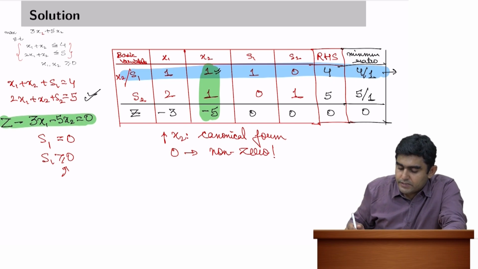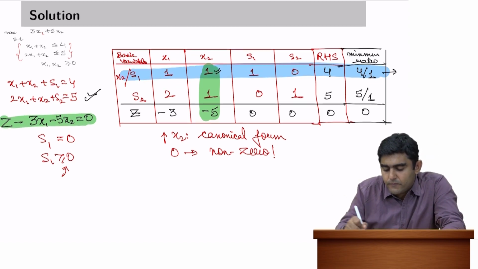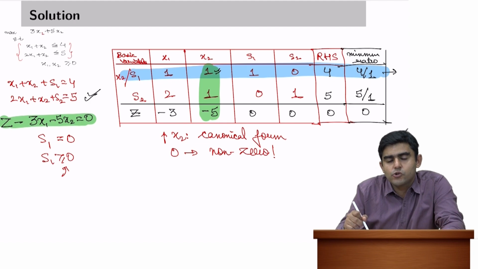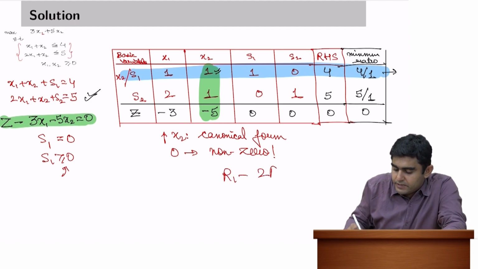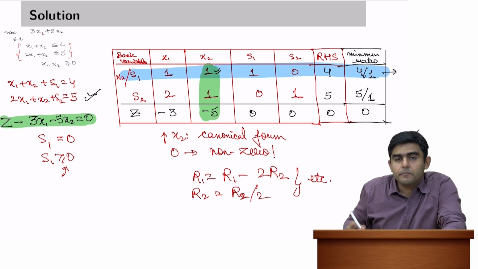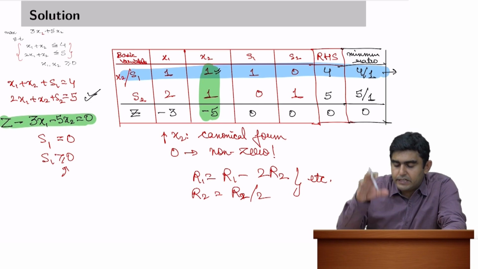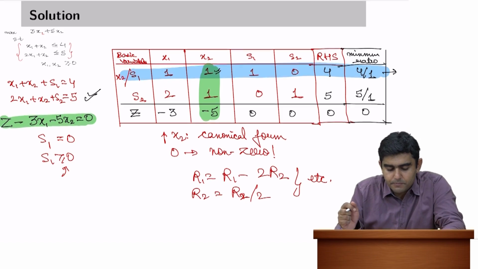So what we essentially do is apply a series of row transformations and change the values of all the coefficients, while ensuring that basic row transformation operations, such as R1 becomes R1 minus 2R2 or R2 becomes R2 divided by 2, etc., are maintained. These are just examples. We ensure that the integrity of the original equations sustains and the canonical form starts appearing.